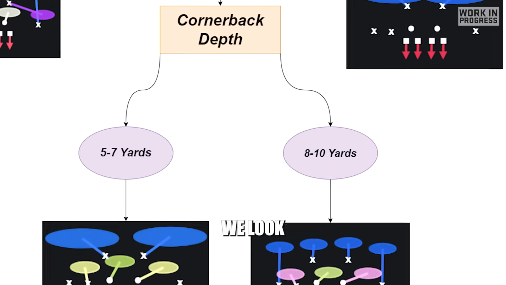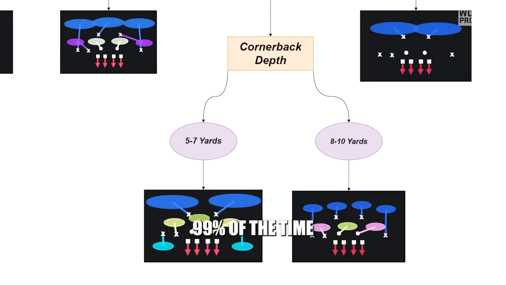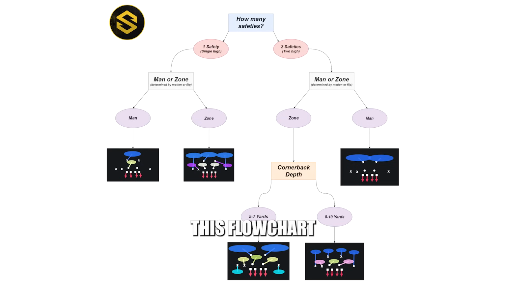In step 3, we look at the outside corners. If they're at about 5 yards off the line of scrimmage, they're in a cover 2. If they're 8 to 10 yards off the line of scrimmage, they're in a cover 4. And that will work 99% of the time in identifying defenses. So feel free to take a screenshot so you can have this flowchart handy.